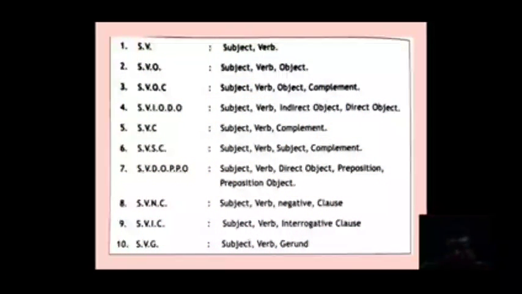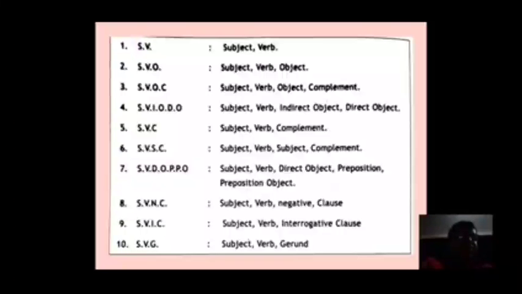Okay, right. So there are different kinds of sentence structures. What are they here? For example, subject, verb, that is a model. Subject, verb, object is another model. The third one, subject, verb, object and complement, is another model. Subject, verb, indirect object and direct object is another model. Subject, verb, complement is a type of model. Subject, verb, direct object, preposition and preposition object is another model.